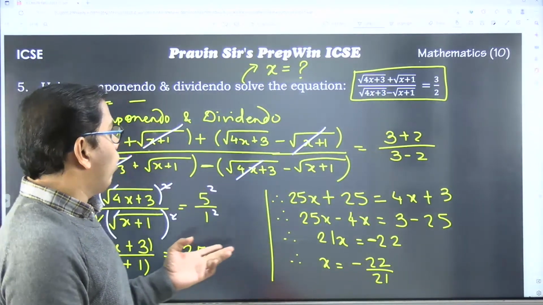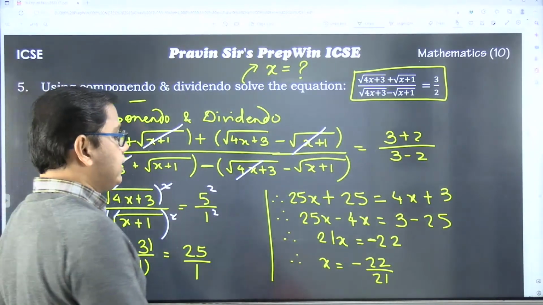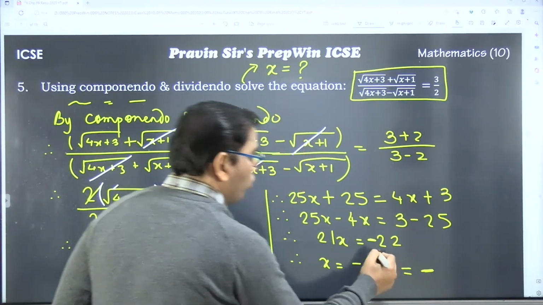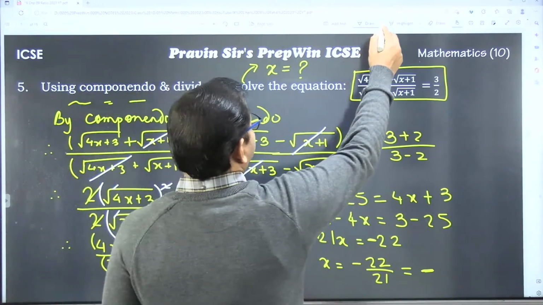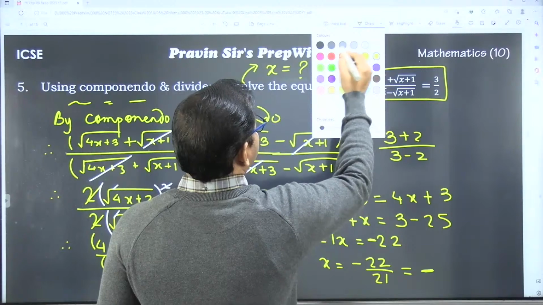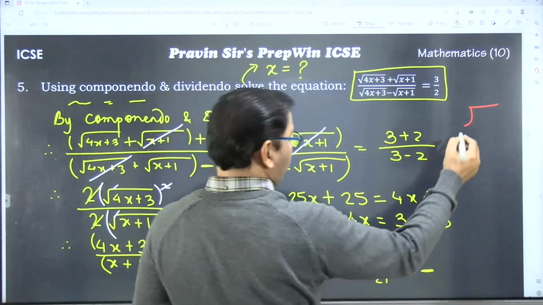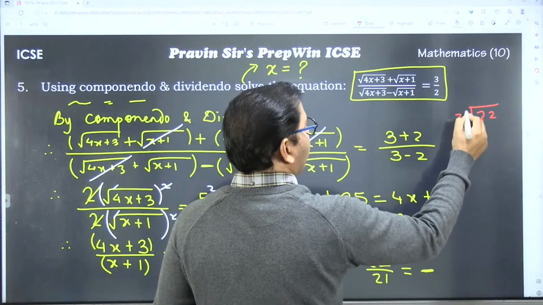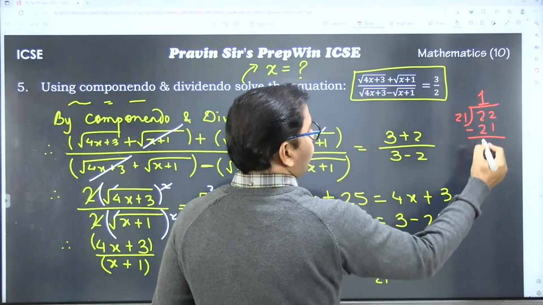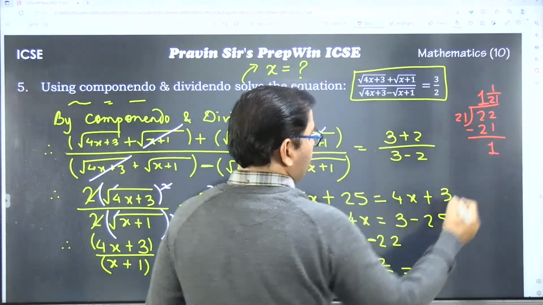But what do you want? You have to solve for x, the value of x. What does ICSE say? You are not allowed to write a bigger number in the numerator and a smaller number in the denominator. So what will we do? We will divide. You have to write the answer either in decimal or in a fraction. 22 divided by 21. 21 into 1 is 21. 22 minus this is 1. So 1 by 21.